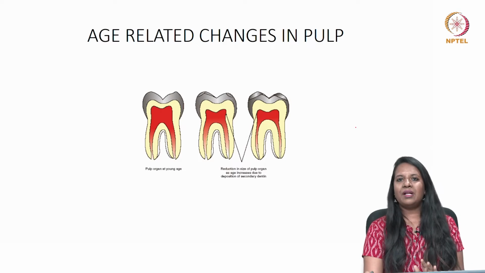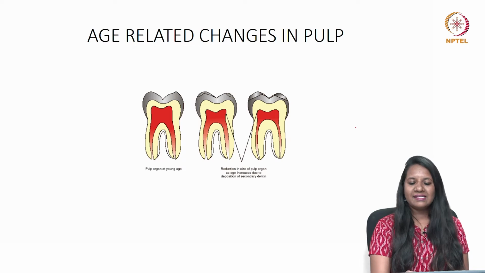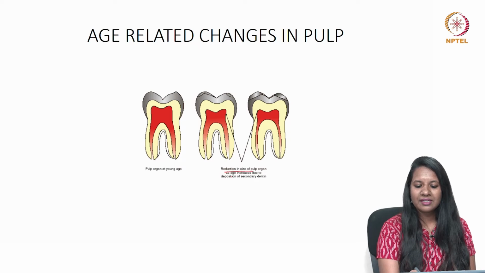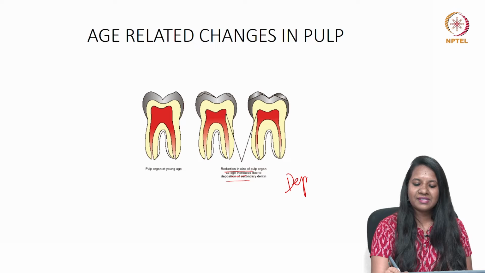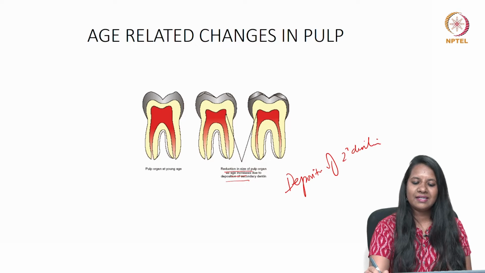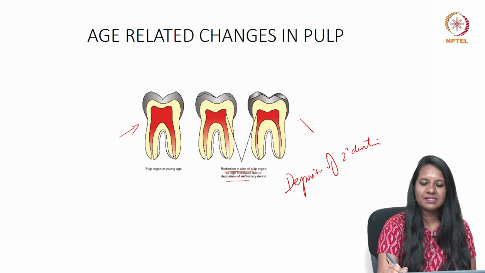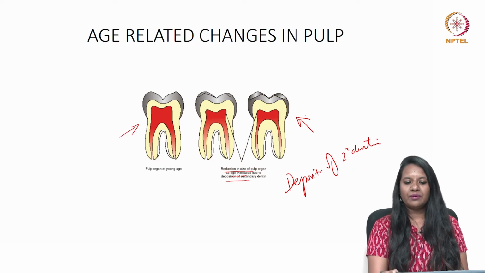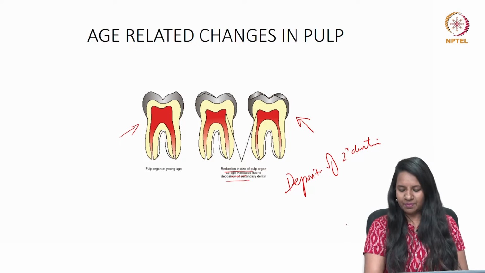Age-related changes in pulp is one of the most important clinical implications, because as the age goes, there will be reduction in the size of the pulp organ due to the deposition of secondary dentin. You can clearly see the difference between the pulp at the young age and the difference at the older age. There will be more deposition of secondary dentin, leading to the regression of the pulp.